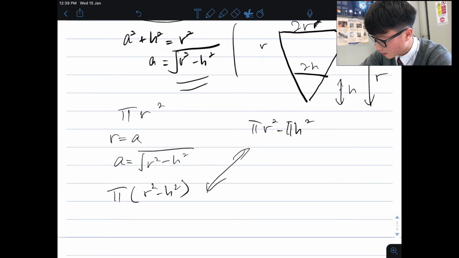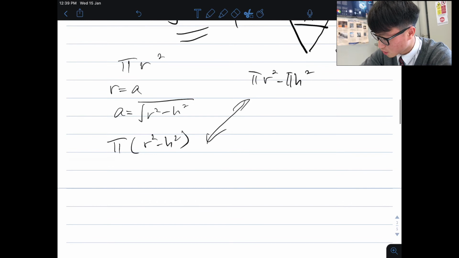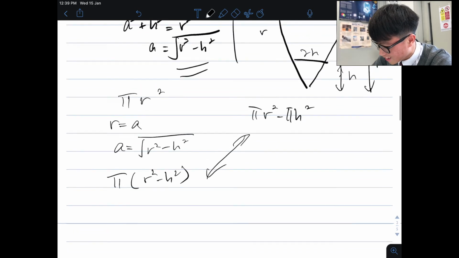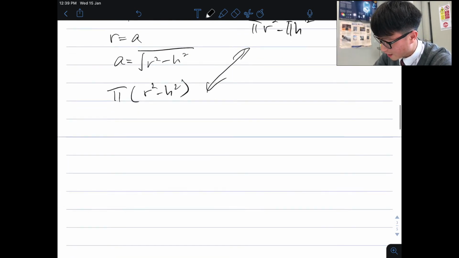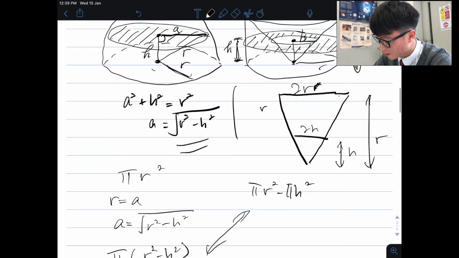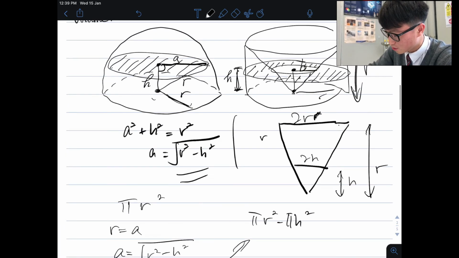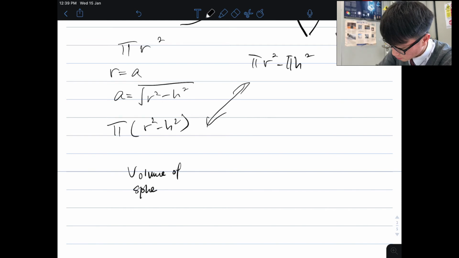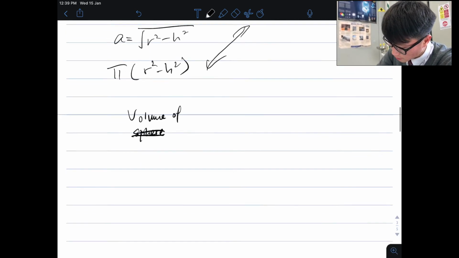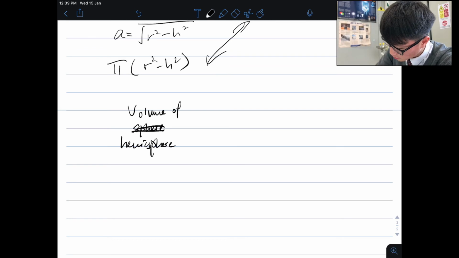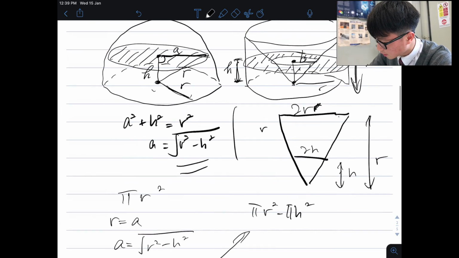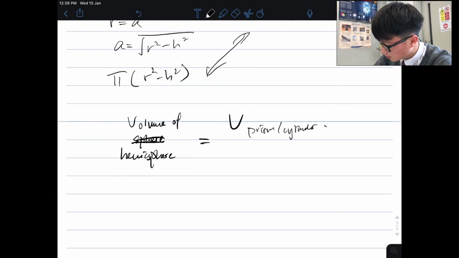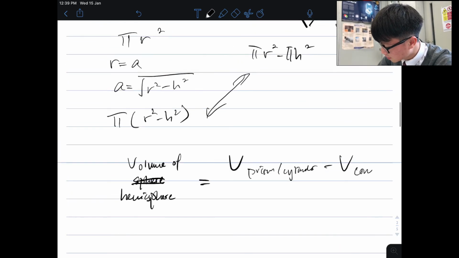And this is the other proof. The proof here is that the volumes of these two are equal, and the volume of the hemisphere is equal to the volume of the prism or cylinder minus the volume of the cone inserted inside.